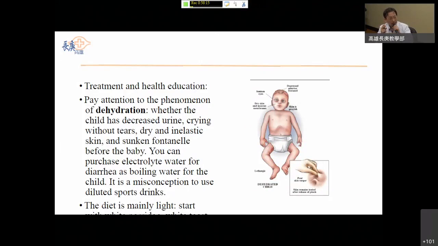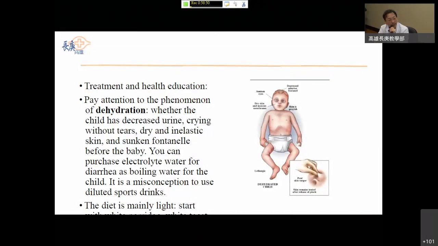So for the treatment of diarrhea, very importantly, we need to give the parents health education, some educational instruction, okay? What we mean by health education instruction is that mostly diarrhea can spontaneously recover, okay? But there are always some situations that we need to watch out for.